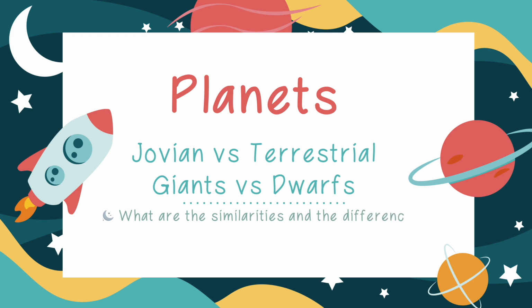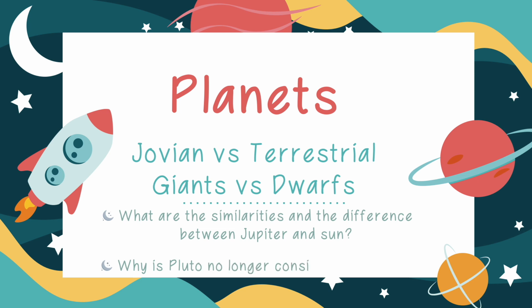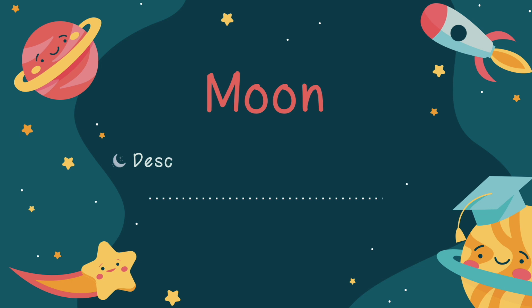The test had problems like what are the similarities and differences between Jupiter and the Sun, as well as why is Pluto no longer considered a planet. I totally blanked out when I saw these 2 problems, and I wish I had read up on them before taking the test. The next one up is the moon, and for this one I struggled a lot as well.